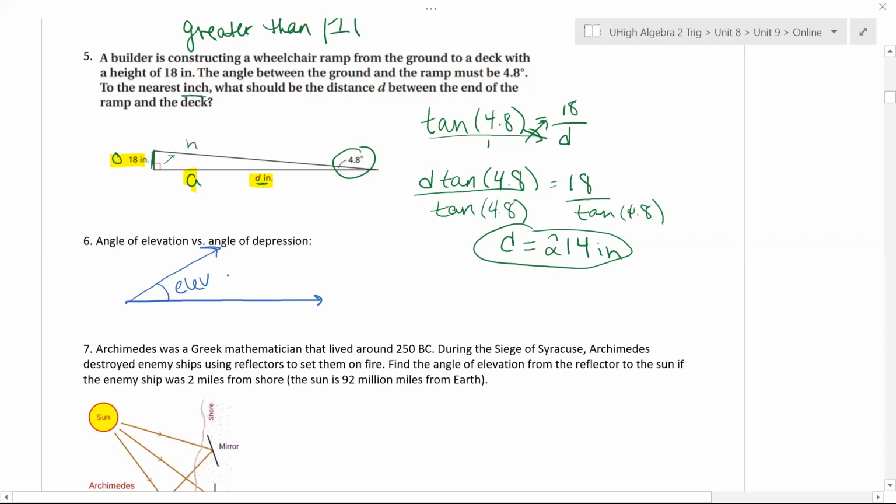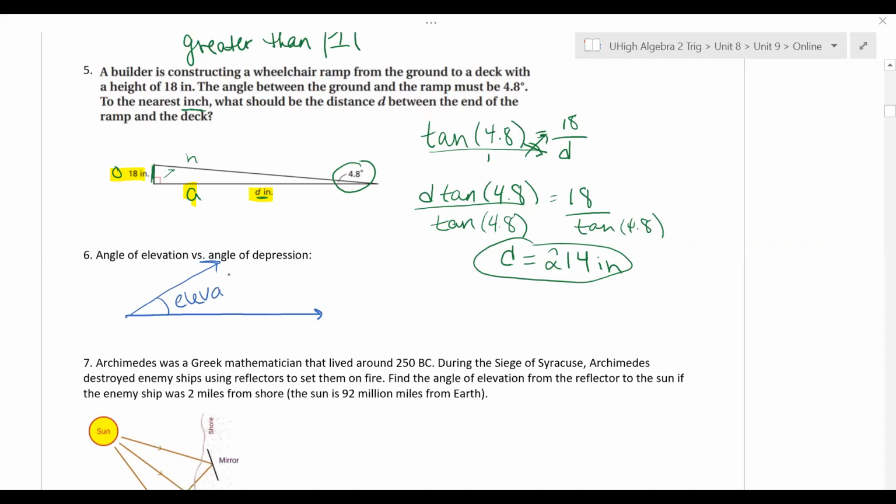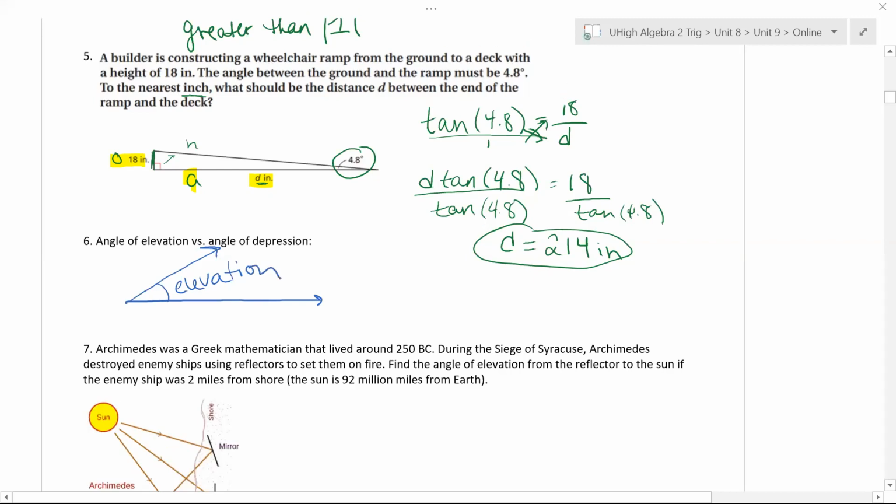Oh, that's not how you spell elevation. And so now if I want to do an angle of depression, just like with my arms, I'm going to pull it down. And so now this piece down here, this is my angle of depression.